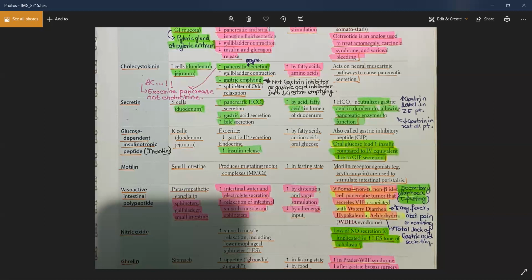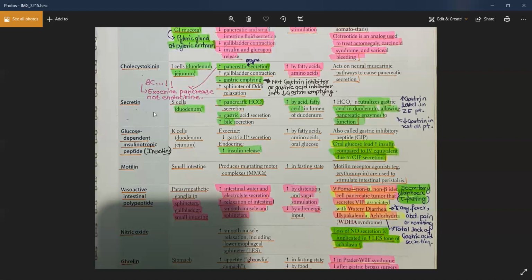They just decrease the emptying. Cholecystokinin causes the relaxation of the sphincter of Oddi, so that bile will be released in the duodenum. They are always increased by the fatty acids and the amino acids because that's where you require the bile. Okay, and it acts on neural muscarinic pathways to cause the pancreatic secretions.